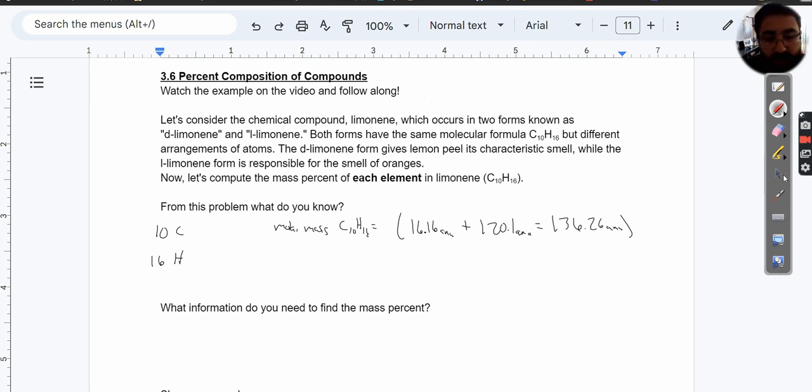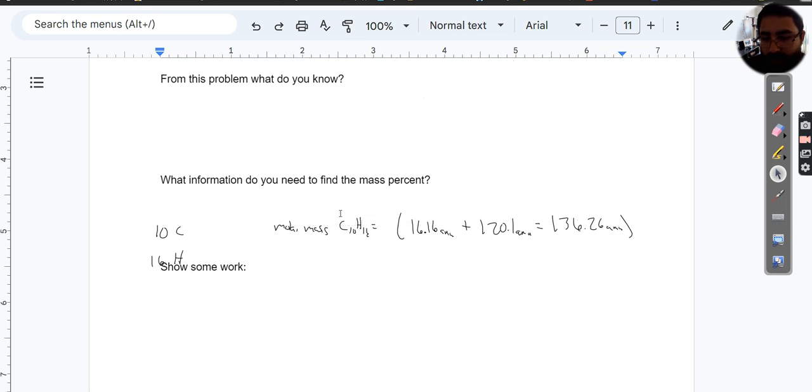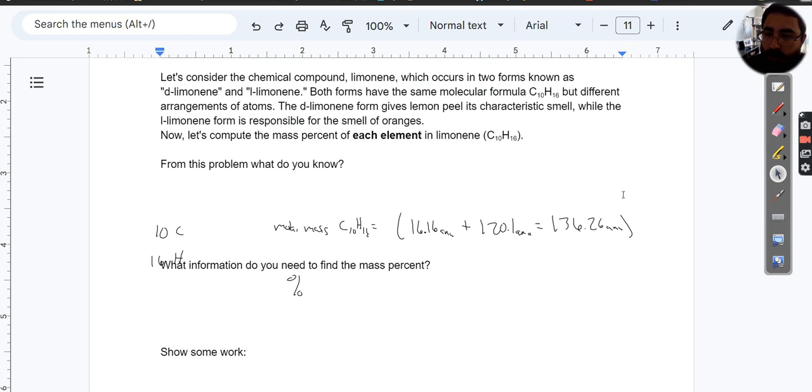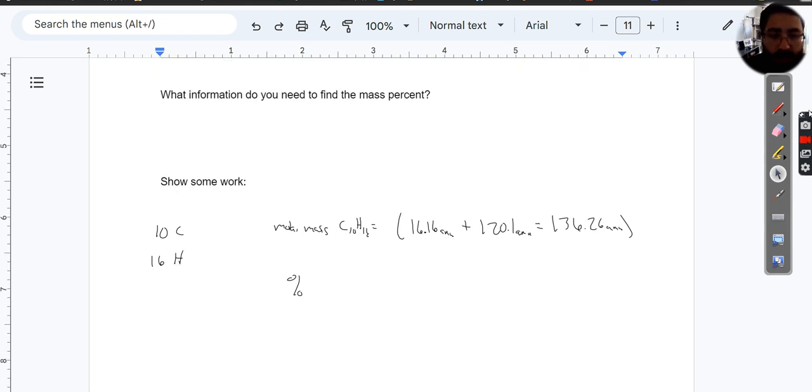What information do we need to know? Oh, we need to know the molar mass. I think that's what we needed right here. So to show some work, very, very simple. Let's do the percent by mass of each element, right? So we need the percent of carbon and we need the percent of hydrogen.